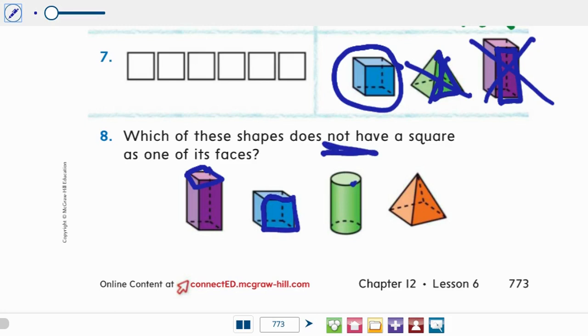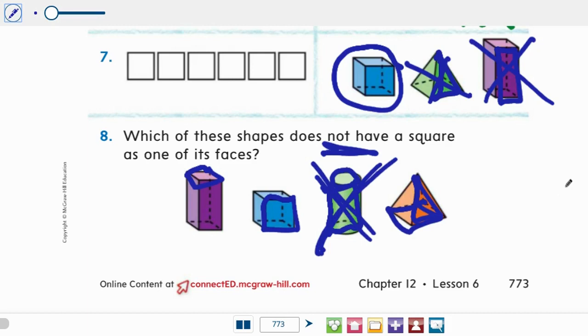Here I see that we've got a circle, and then we talked earlier about this is actually a rectangle that's been wrapped around. I don't see a square on that, so I'm going to cross that off. This one, we've got a triangle for a side, but then the base is a square, so that one fits. So the only one that does not was this cylinder, so I want to cross off my cylinder. All right, let's go to the next page.